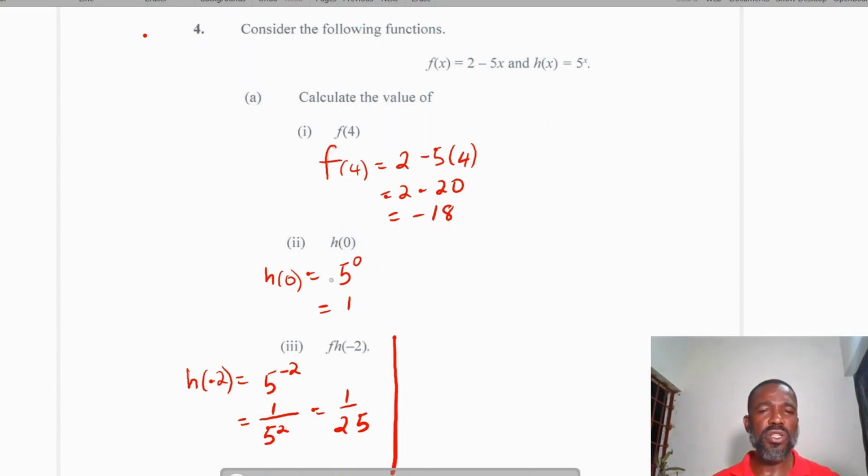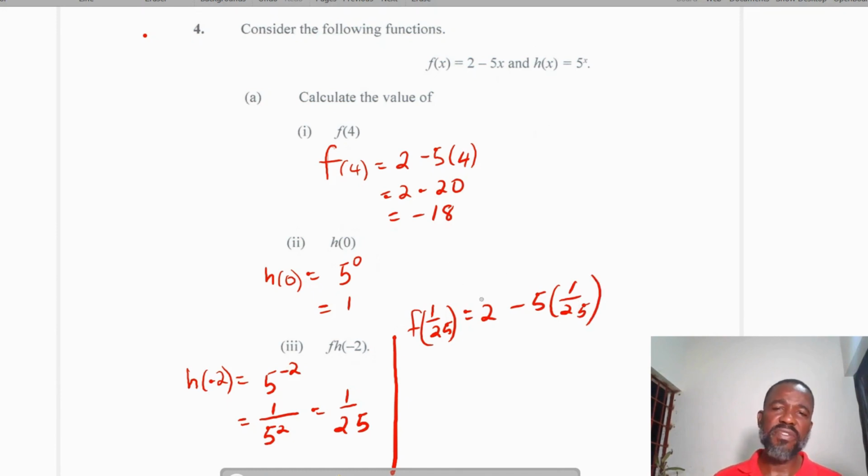Now, what we are going to do is substitute the x in f of x with 1 over 25. So we are now going to find f of 1 over 25. So that is equal to 2 minus 5 times 1 over 25. So here we see that 5 can cancel, because 5 into itself goes 1 time, and 5 into 25 goes 5 times. So we end up with 2 minus 1 times 1, which will give you 1 over 5.